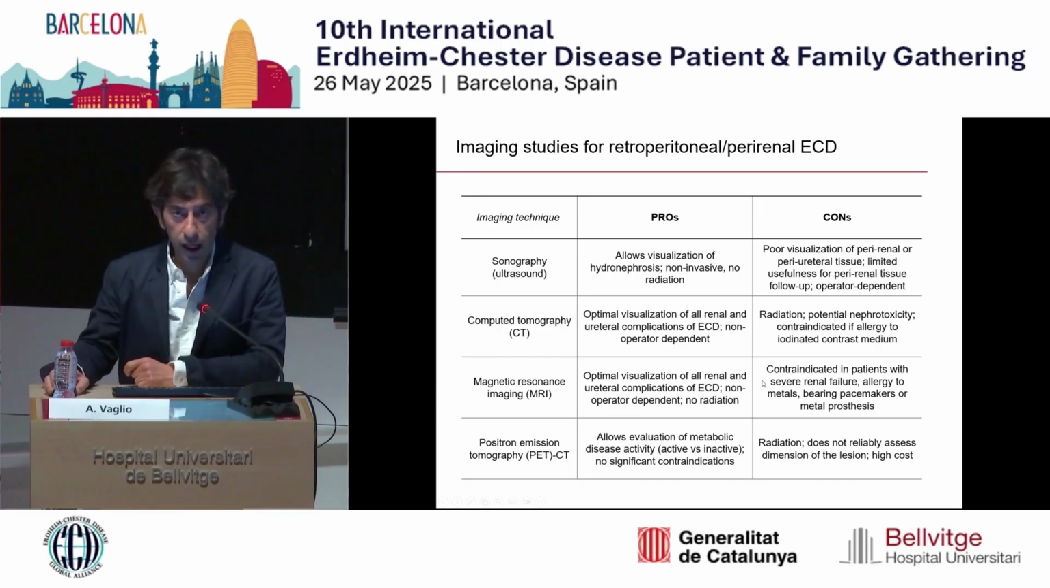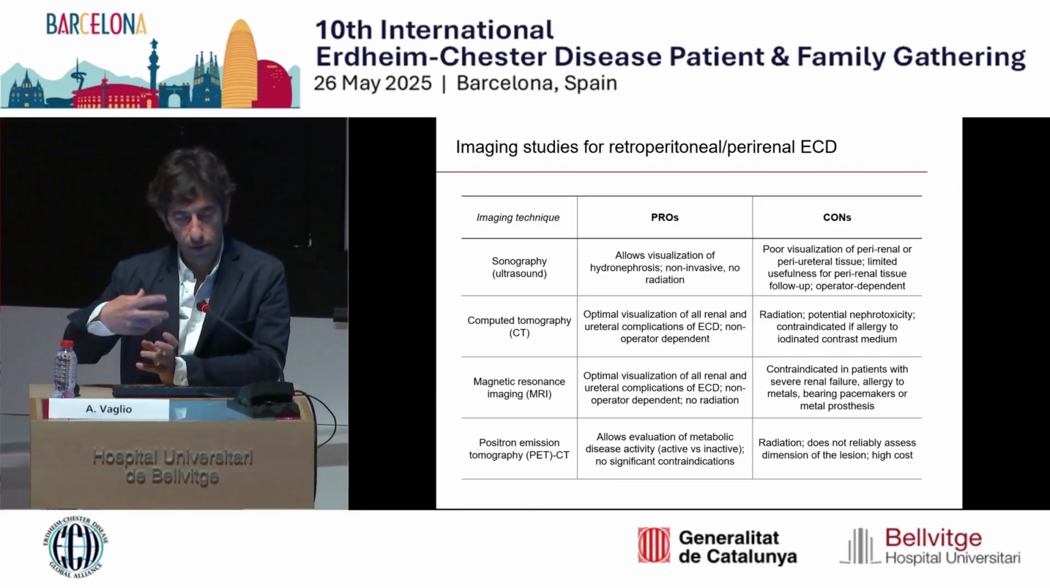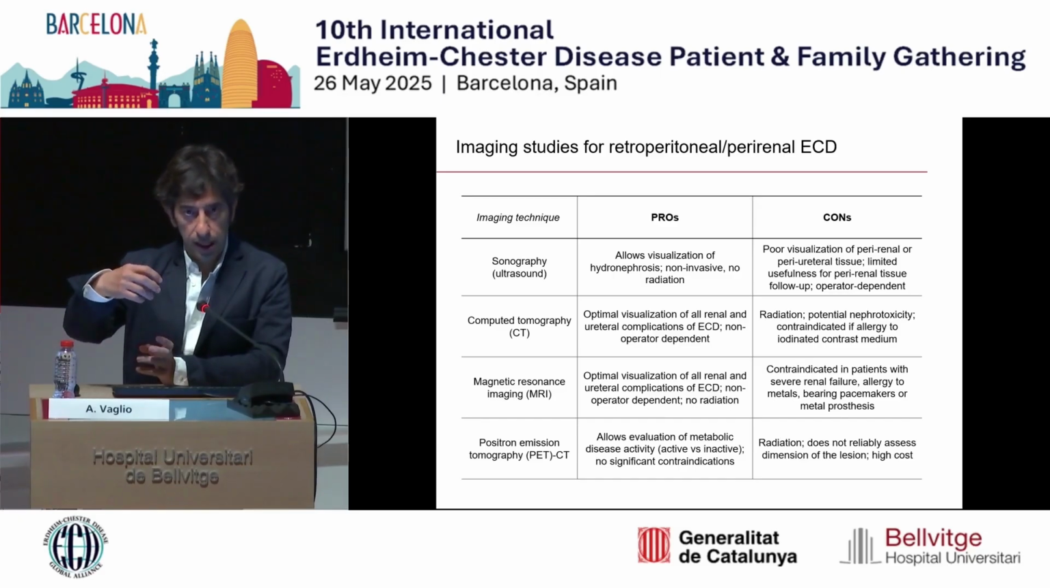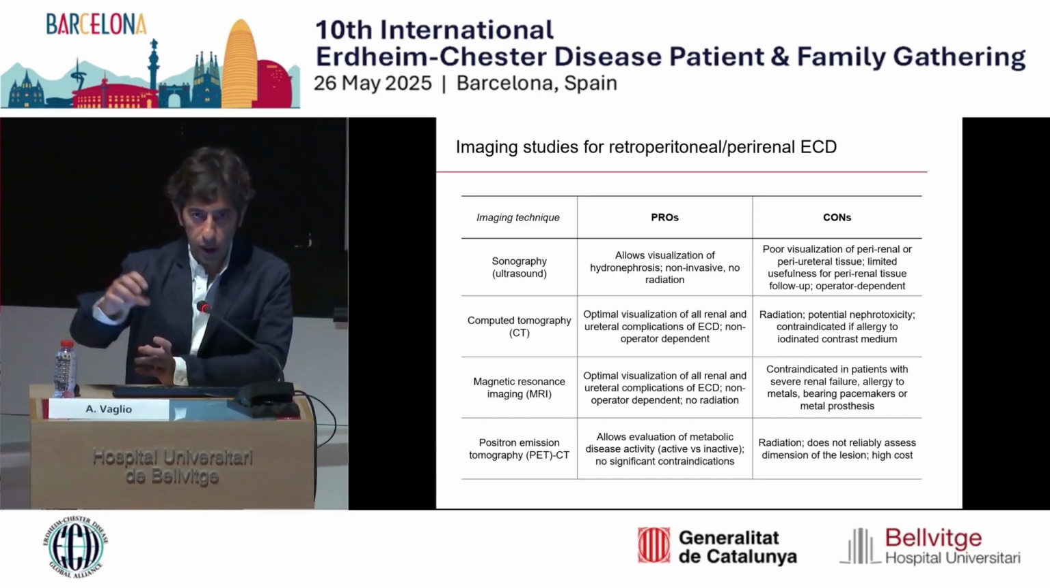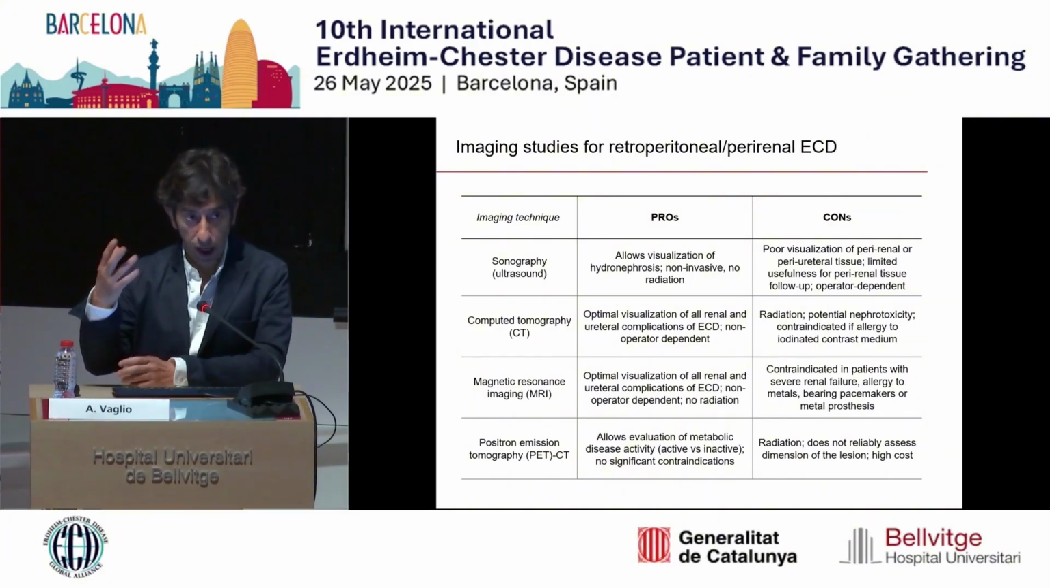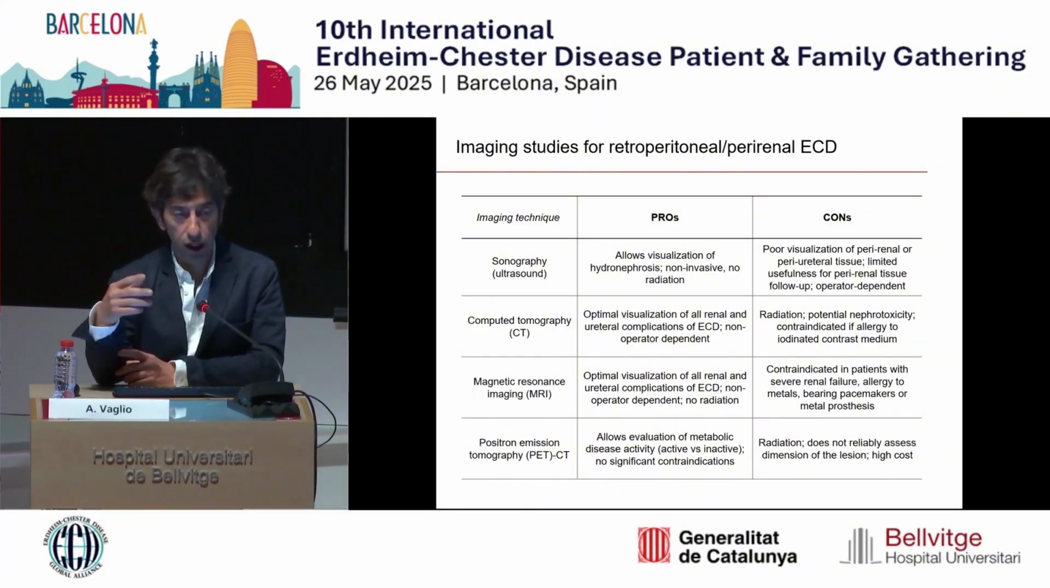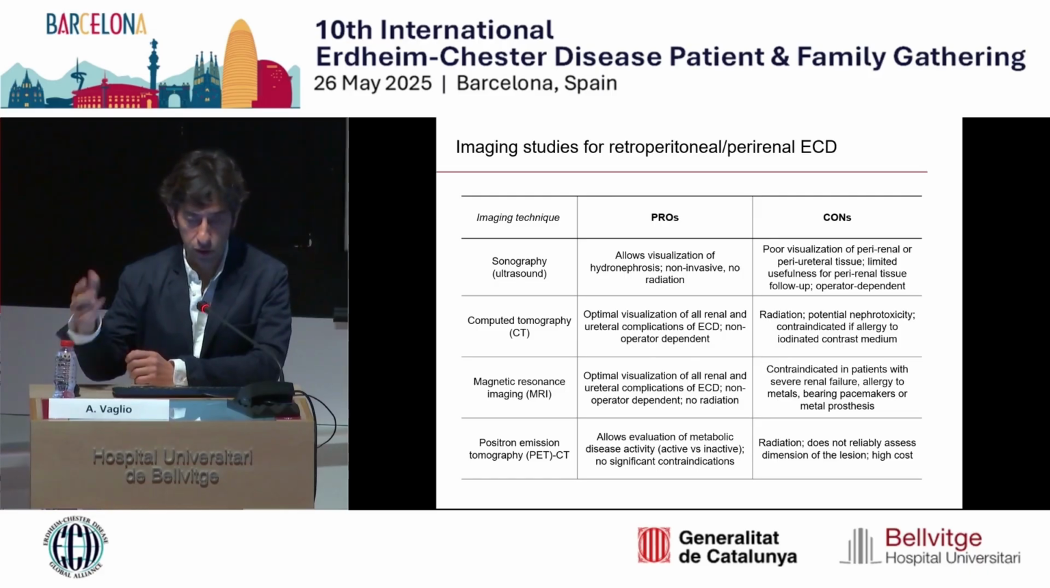And it can also be contraindicated when you have allergy to metals, when you bear a pacemaker or a metal prosthesis. Finally, we often use PET-CT, and PET-CT does not allow a visualization of the morphology of the disease, so it doesn't really tell us how thick the tissue is, where it infiltrates, which parts of the ureters or the kidneys are involved, but it provides very important information regarding the metabolic activity of this tissue, which means that if the tissue is active, so if the disease is ongoing at that site, this can be amenable to treatment.